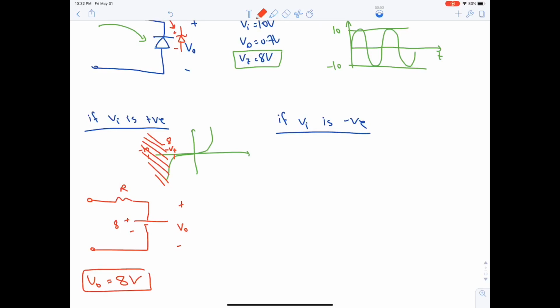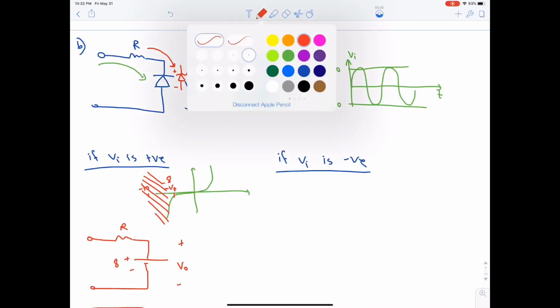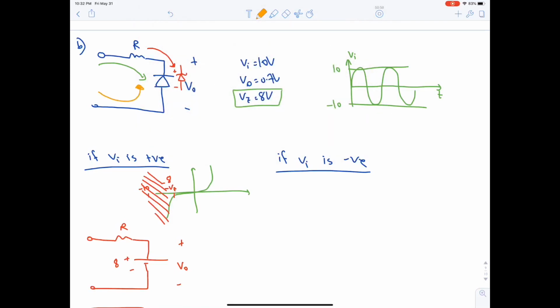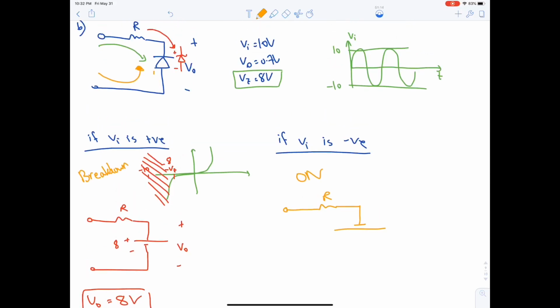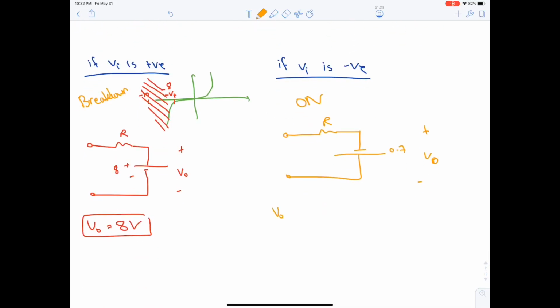Now if Vi is negative, the current is flowing in the opposite direction, hence the diode is on. Here it's breakdown. So it will be negative positive because the positive terminal is at the bottom and the value is 0.7, the value of Vd. This is V output. So V output here is 0.7.